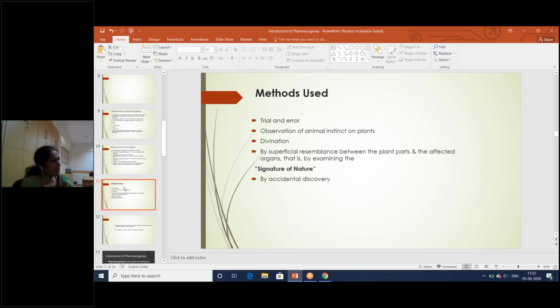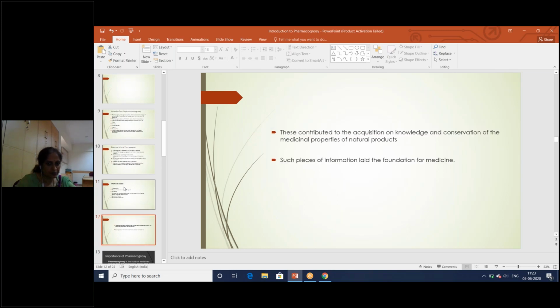So we see everywhere in Karnataka, everywhere you can see the Vinca, which gives pink flowers, white, and the combination of pink and white. So that is all the accidental discoveries. These are attributed to the acquisition of knowledge and conservation of the medicinal properties of natural products. So such pieces of information laid the foundation for medicine.